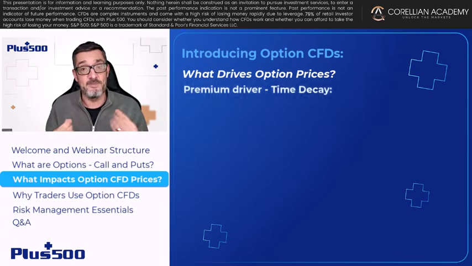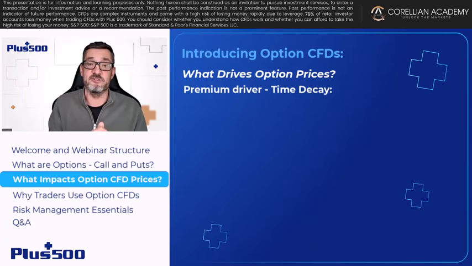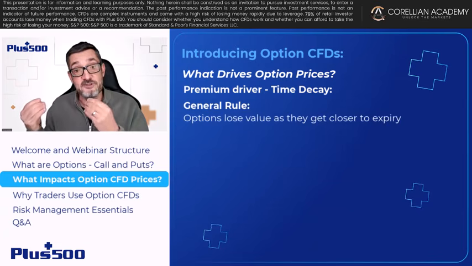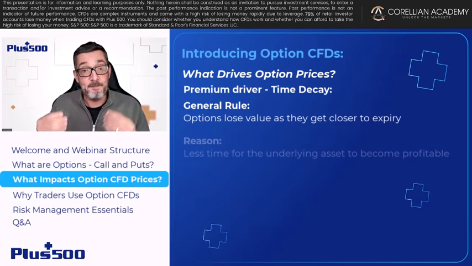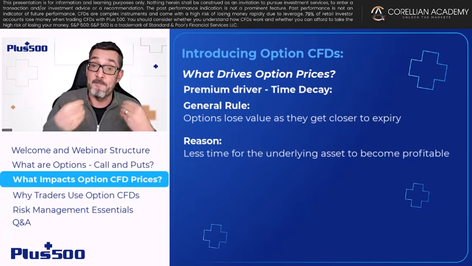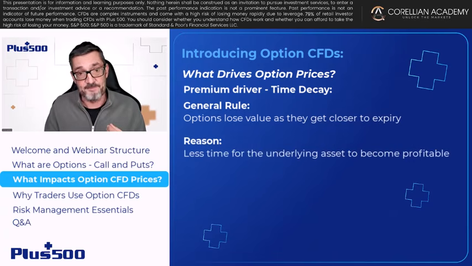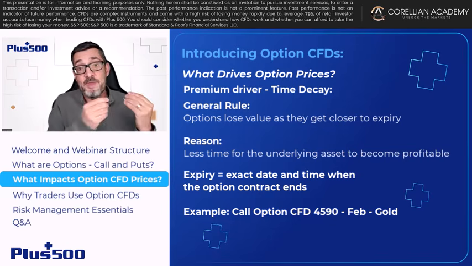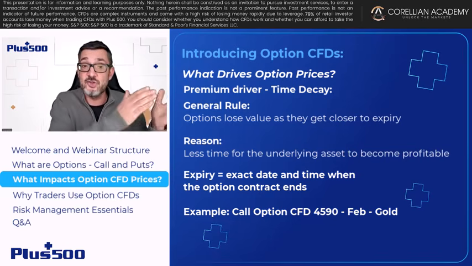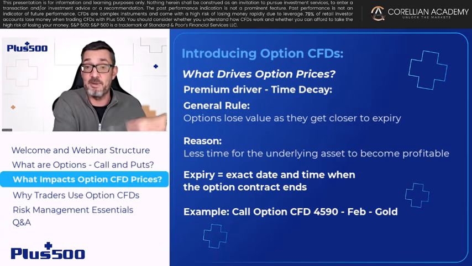Then finally, time decay. And this is one of the most important and often surprising forces behind option pricing. It describes the fact that options lose value the closer they get to expiry, simply because there is less time left for the market to move in your favor. Expiry refers to the exact date and time when the option contract ends. And I showed you how to find this on the Plus500 platform using that info tab earlier in the presentation.